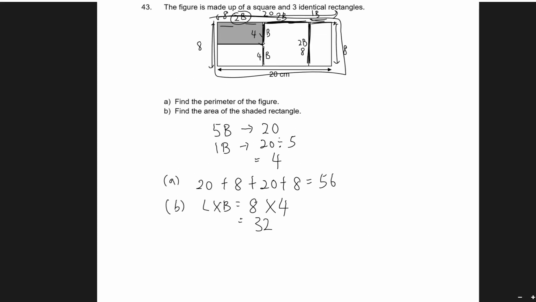Alright, now if you are confused with this question, you might want to take some time to rewind the video and re-watch as to how I get the 2 breadths equals to 2 breadths and 1 breadth over here.